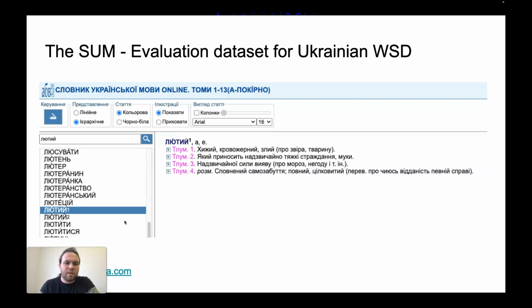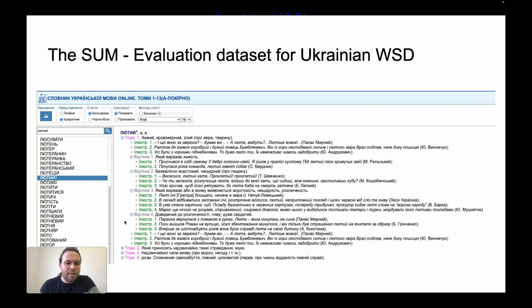Our lemma has a couple of quite similar possible meanings, such lemmas are called polysemy lemmas. On the next slide, we can see the various examples of sentences with lemma "luty". It's also important to mention that the examples in SUM dictionary were taken from a broad selection of resources, including fiction, Ukrainian translation of the Bible, folklore, scientific and popular scientific works, the language of mass media, etc.